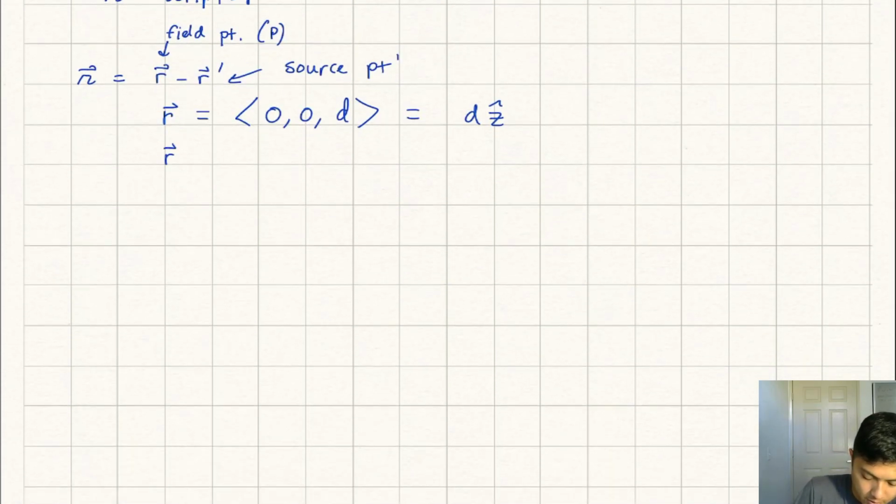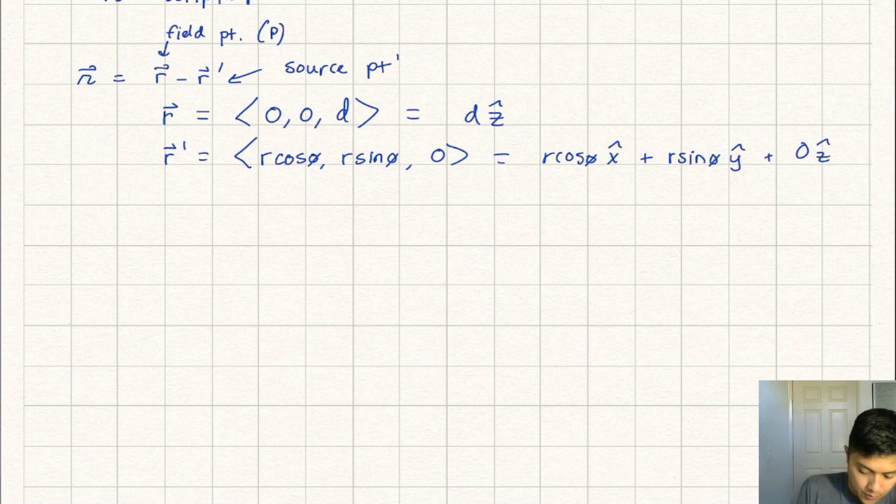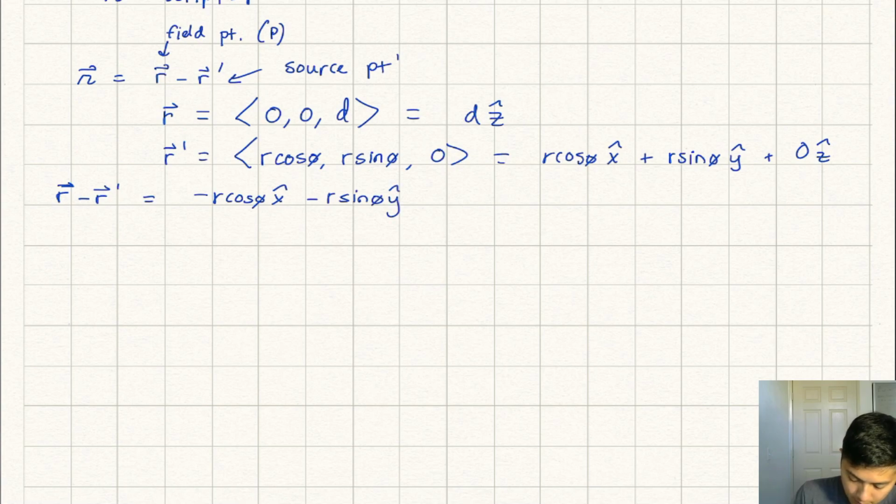So for the r prime vector, the x component is r cosine phi, the y component is r sine phi, and the z component is 0. This is equal to r cosine phi x hat plus r sine phi y hat plus 0 z hat. And if we do r subtract r prime, we should get negative r cosine phi x hat minus r sine phi y hat, and then plus d z hat.